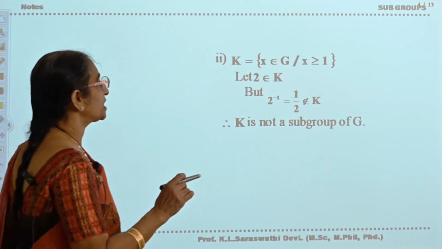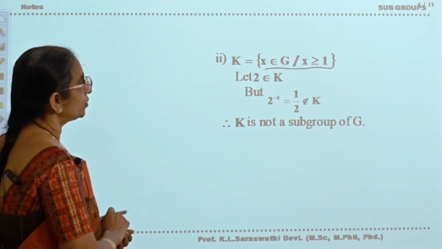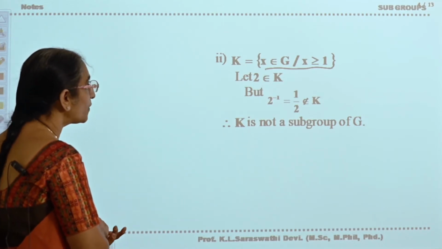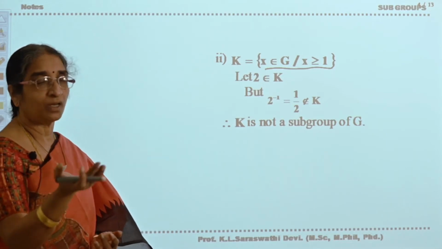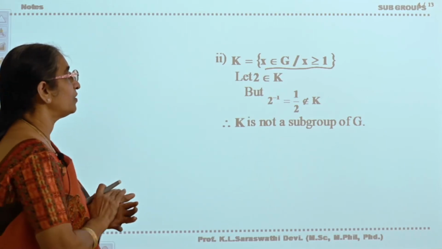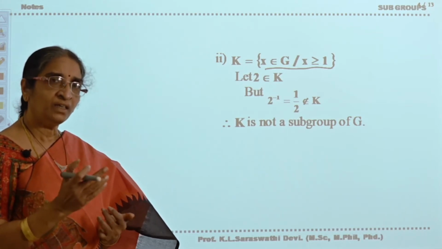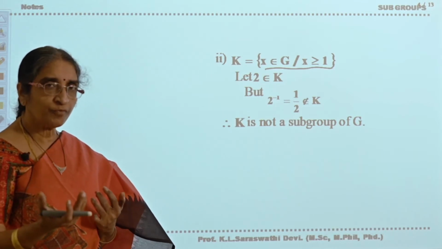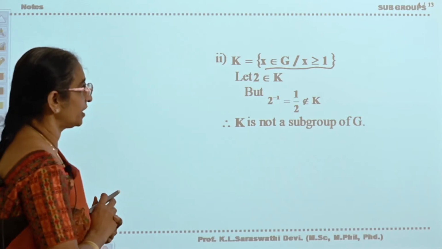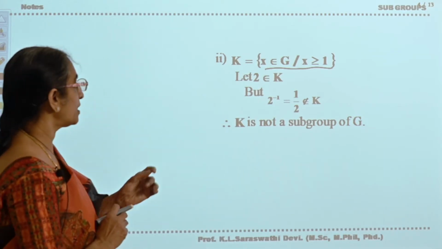Similarly, K is the set of x belongs to G, x greater than or equal to 1. Let 2 belong to K, but 2 inverse is equal to 1 by 2, which does not belong to K, because x should be greater than or equal to 1. But here 2 inverse being half, it will be less than 1. Therefore, K is not a subgroup of G. Now is it clear? R minus 0 is a group with respect to multiplication. For that you have defined two sets H and K. Then you have to verify whether they are subgroups or not. I think it is clear they are not subgroups.